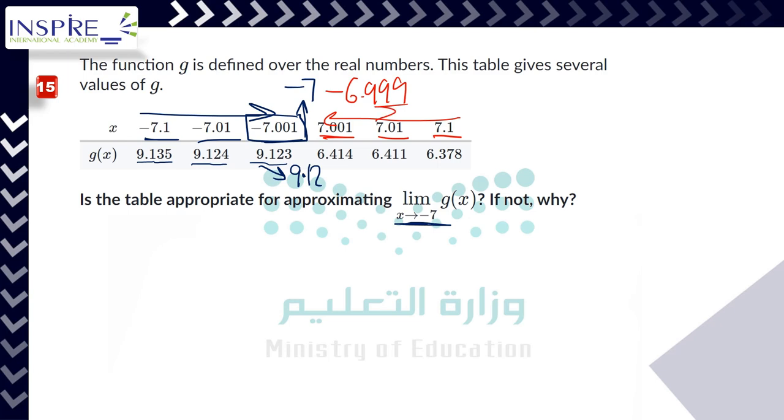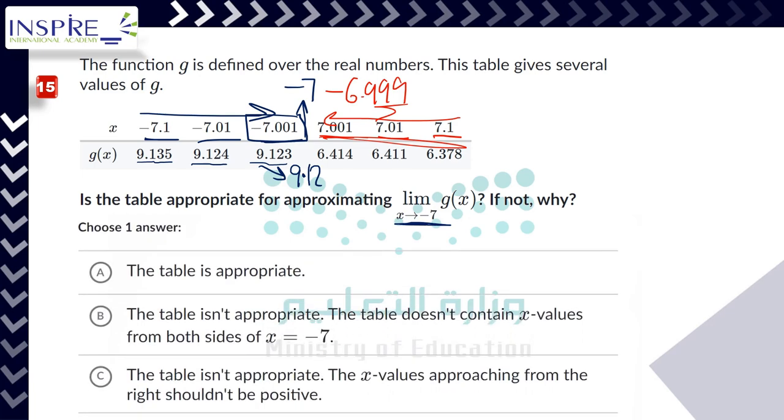-6.999 or something. Okay, so these numbers are false numbers. We cannot use these numbers. So when I ask you, is this table appropriate or not, you will say no, this table is not appropriate. But why? Because on the right side, we missed getting numbers closer to -7. Okay, we'll check the choices right now, and we'll see which one of them works for us. The table is appropriate? No, of course, the table is not appropriate.